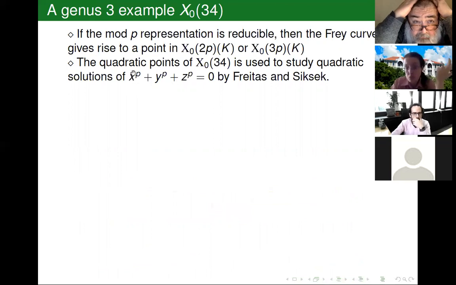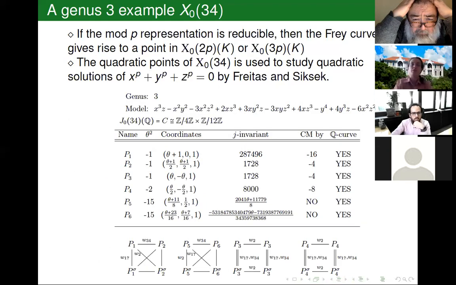What is used in this case, in this paper, they needed the full structure of the quadratic points of X0(34). So this is something that is covered by our results with Samir Siksek. And I just want to show you what we mean by parameterization or list. This is what we mean.